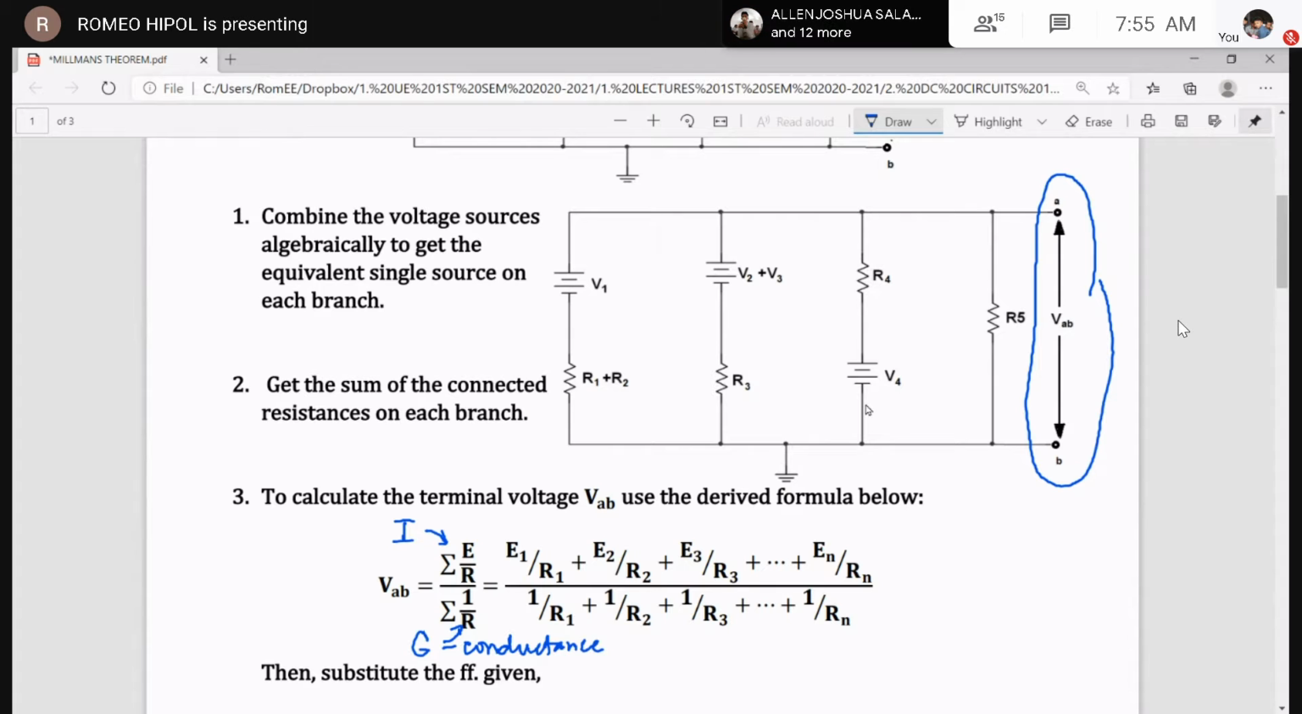So initially, in getting the voltage, we usually I times R, di ba? Pero if we are going to change or apply the conductance in the formula, it is equivalent to I over G. So another formula for voltage. So in Millman's theorem, actually, derived formula na to. So hindi na natin i-derive. So what we're going to use is the derived formula. Intindihan?